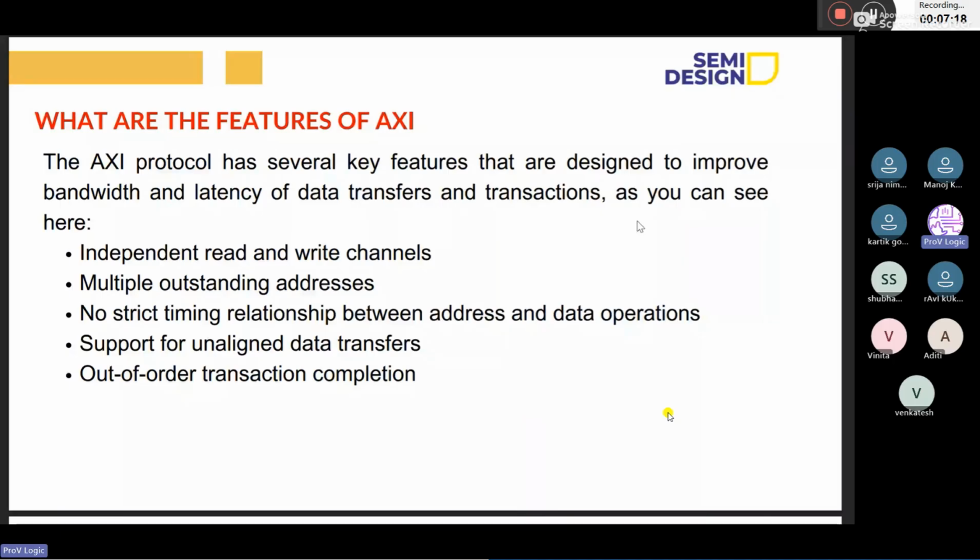Next, the AXI protocol has burst transactions. It supports increment, fixed, and wrap bursts, so that it reduces the address decoding and all. And also it has separate read and write channels. As I told before, it has independent channels, right? So write and read are separate.